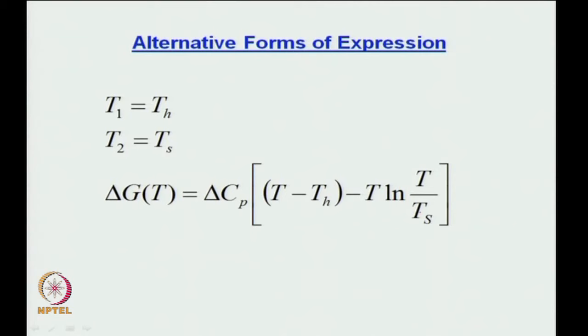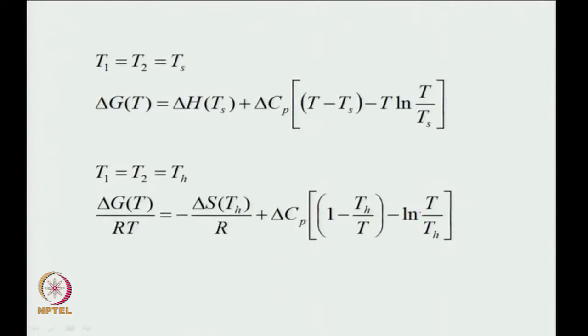But this is just one, and this is a very simple expression you have got. Now, I can say let both T1 equal T2 equal Ts, or let both T1 equal T2 equal Th. These are just arbitrary reference temperatures, it does not matter what I take. If we do that, this is how it comes out. If T1 is equal to T2 is equal to Ts, then at Ts your delta S would be 0, and hence there is no delta S term, the delta H stays. Similarly, when T1 is equal to T2 is equal to Th, at Th delta H is equal to 0, so the delta H term drops out, and you get this.